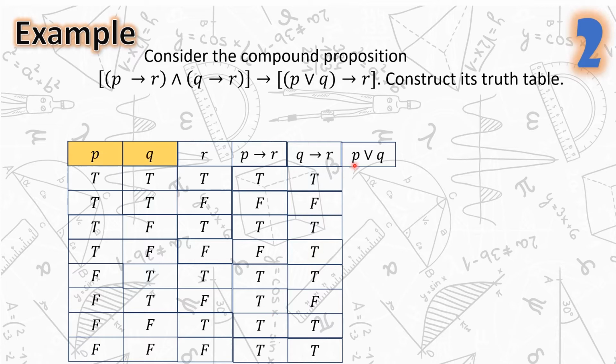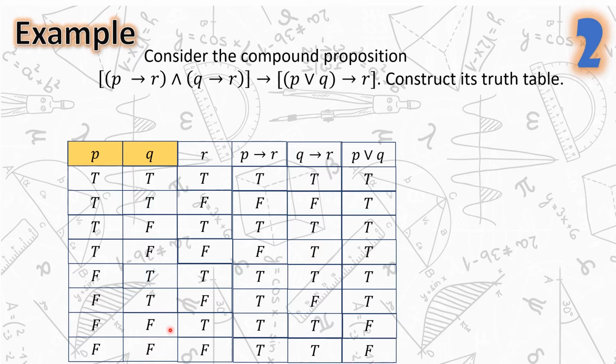Now, focus our attention at column P and column Q. For P or Q to be false, both P and Q must be false. If at least one of the propositions P and Q is true, the disjunction is true. So first row, this is true. Next, true. True. Next is true. True. True. The last two rows will be false.